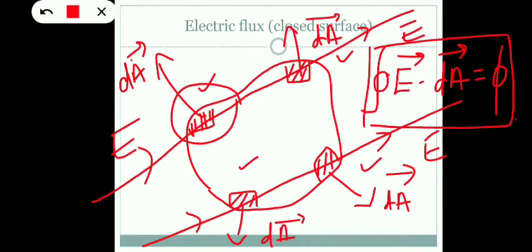So what is the expression? Closed integral E dot dA equal to phi. If the body is a regular one, we can use the expression E dot dA. But if it is a closed and irregular one, we can use the expression closed integral E dot dA.